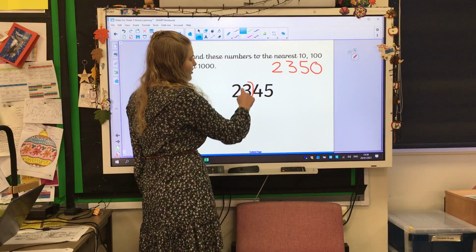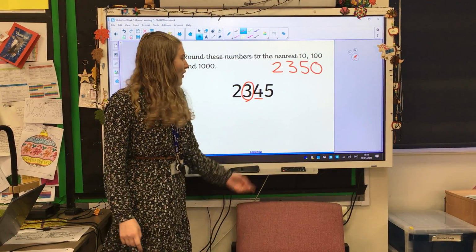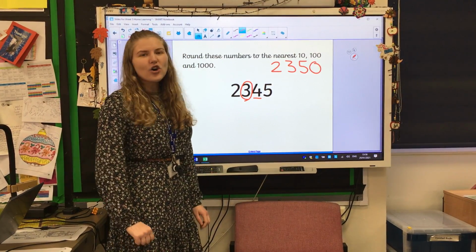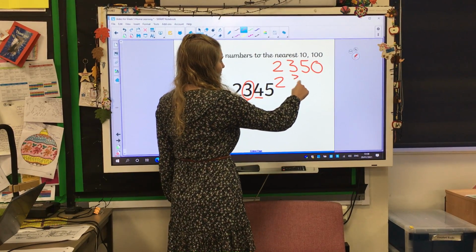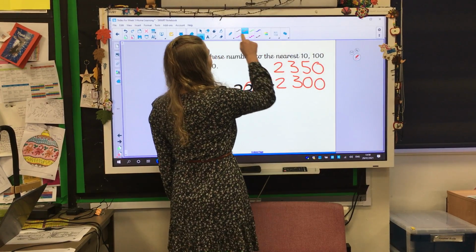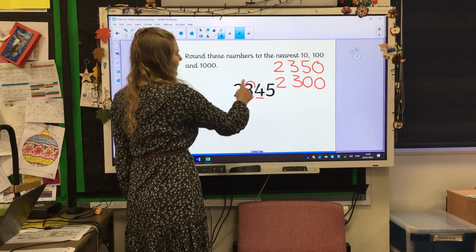Okay, let's circle the hundreds, underline next door. Okay, have a look then. Is that 4 going to round up or down? It's going to round down. So our answer is going to be 2,300. Exciting. And the last one.